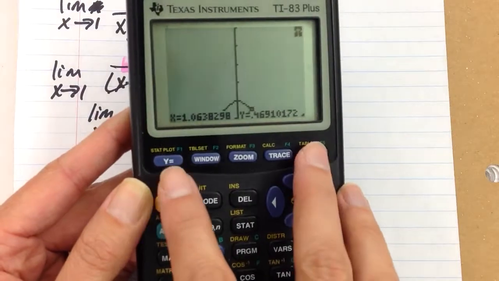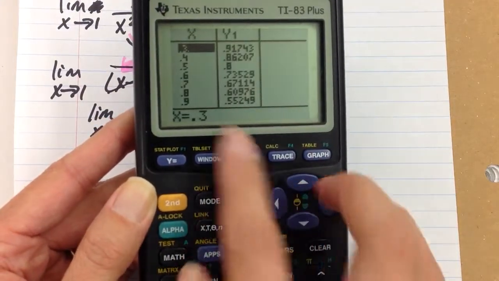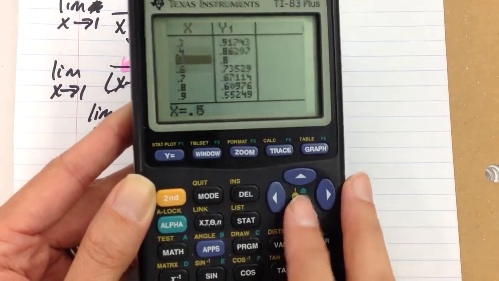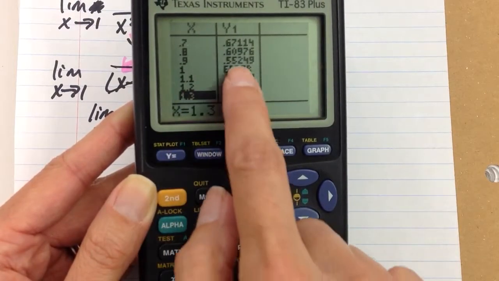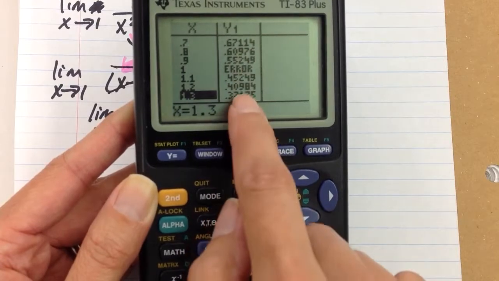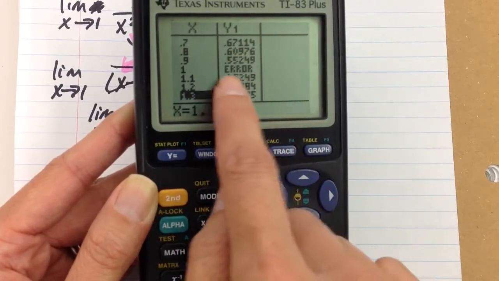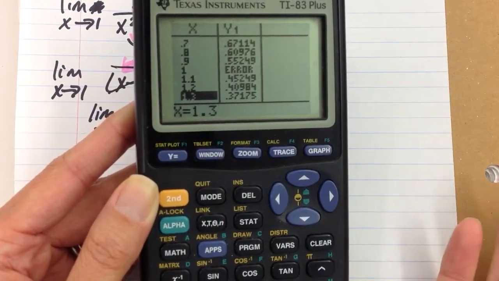If I go to my table, let's see where my table is at. There's 1 is down here. So at 1 we get an error, but you can see it gets closer and closer to 0.5. That's close to 0.5, that's close to 0.5. So the answer is 0.5.